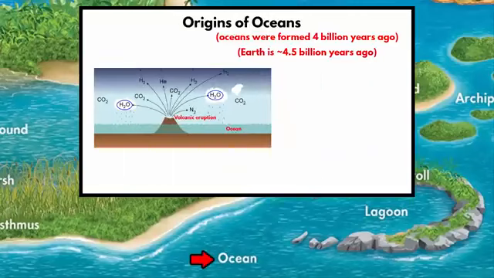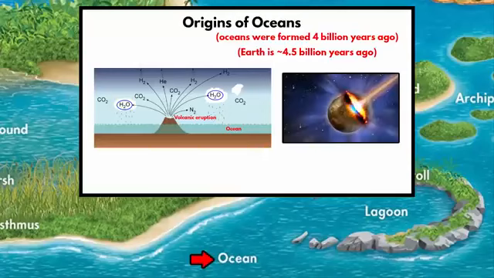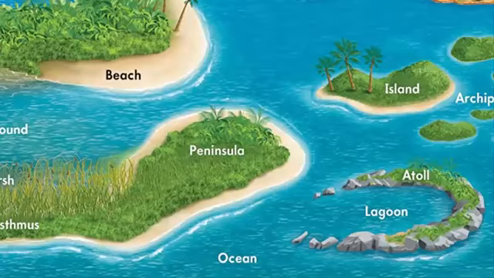And then it is also believed that some of the water also came from outer space. There are comets which are filled with water. It is said that in the beginning years, the Earth was hit with thousands of comets. And this kind of bombardment delivered half of the ocean water that we see today. The next one is peninsula.